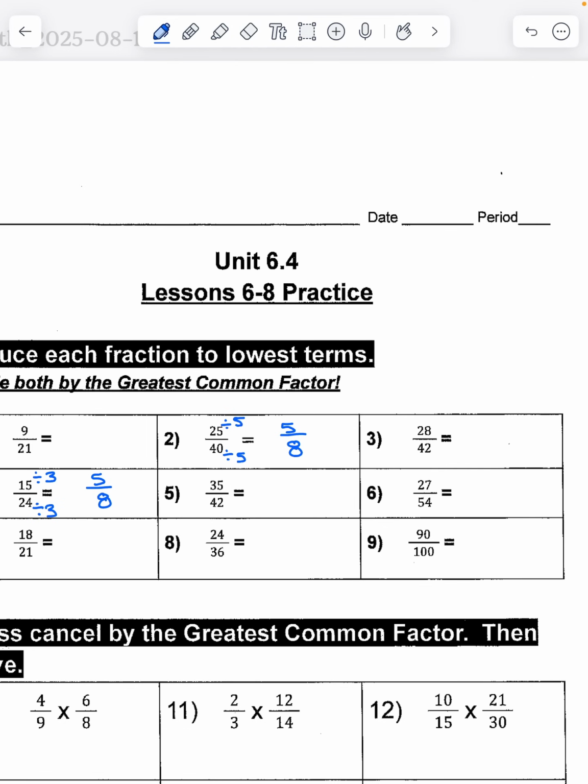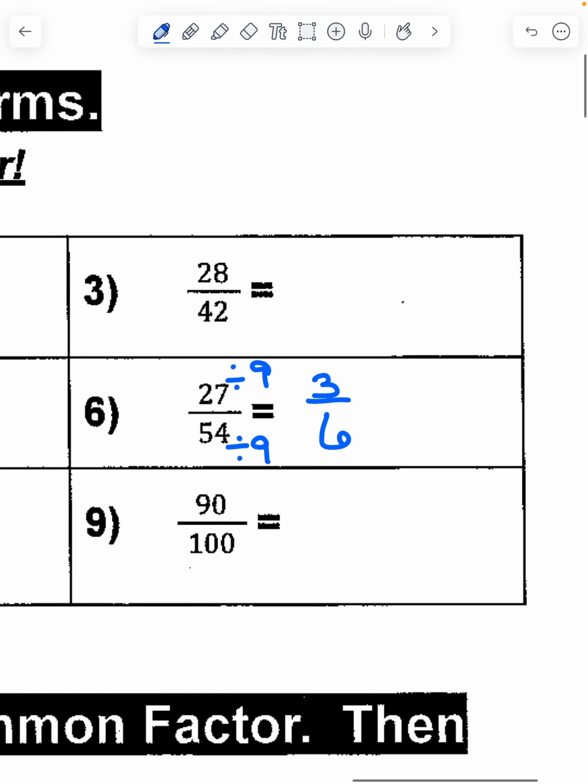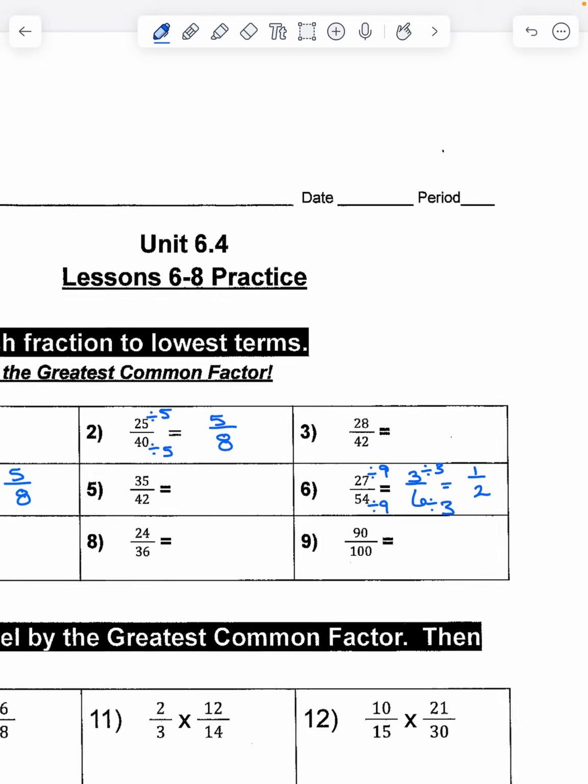You're asking yourself, what goes into both 27 and 54 evenly? I know that 9 goes into both numbers evenly. 9 goes into 27 3 times. 9 goes into 54 6 times. And if you think about 3 and 6, that can actually be simplified one more time, because what can go into both 3 and 6? Well, 3 can go into both 3 and 6 evenly. So 3 divided by 3 is 1, and 6 divided by 3 goes into 6 twice.